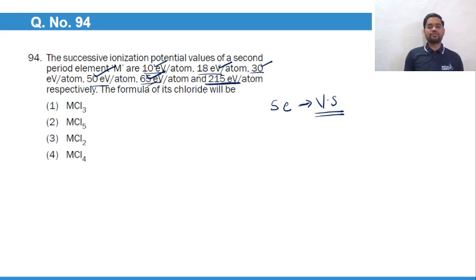The formula for its chloride. So it has 5 electrons, so it will accept 3 electrons. So M3, 3, this, so MCl3. So option number 1 will be the best answer.